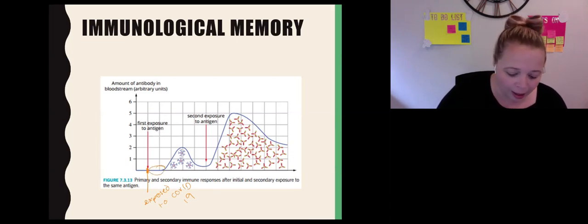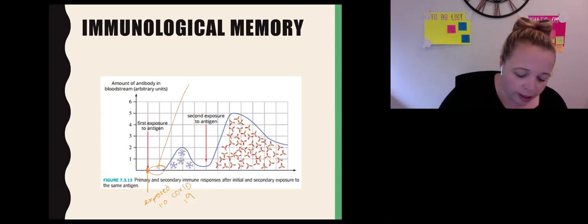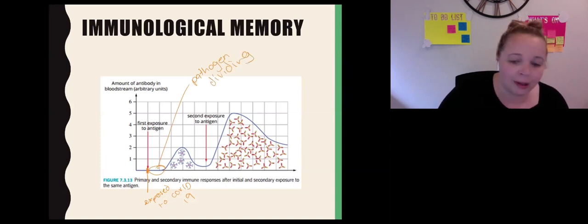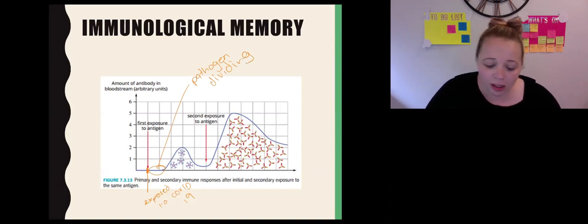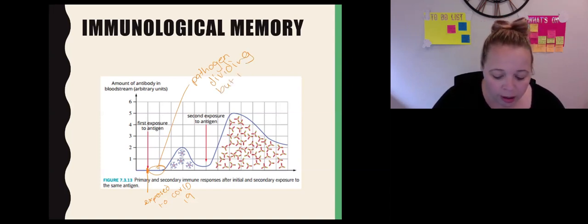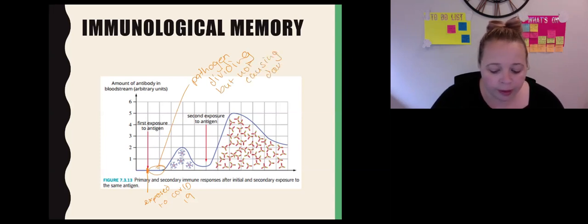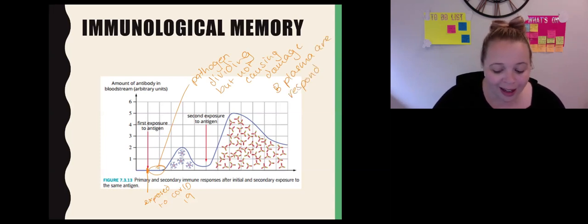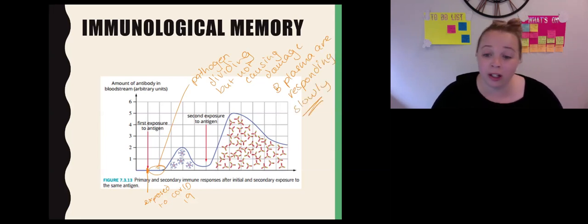Now, this period here is where the pathogen is dividing, but it's not causing damage to your cells yet. Now, what's also happening is your B plasma cells are responding, but what did I say about B plasma cells? They are slow. So they're responding, but they're responding quite slowly.